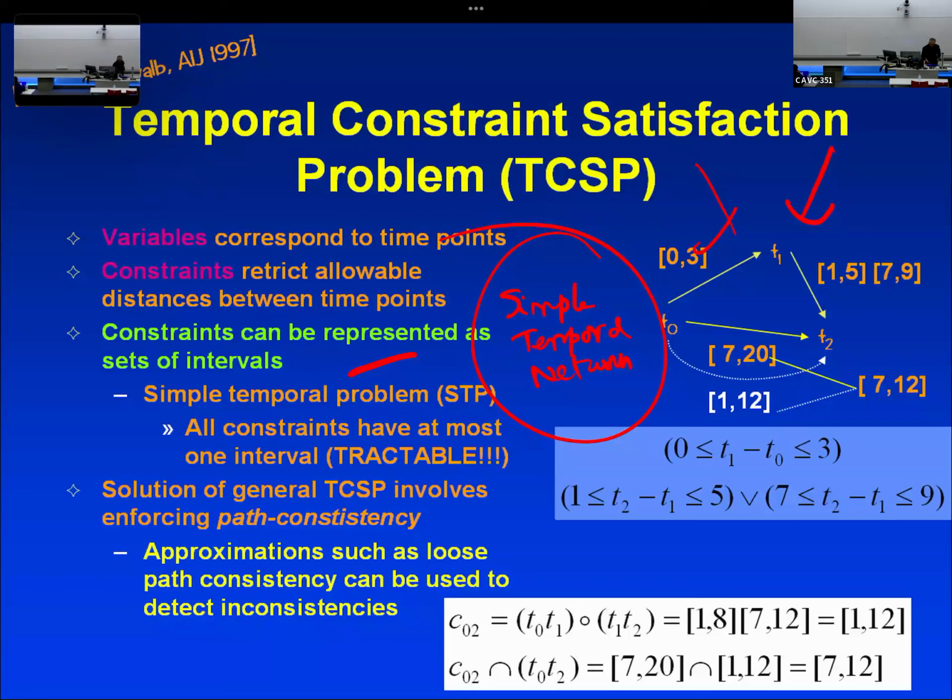So you start with something like this. Now, you already noticed this. This is a disjunctive constraint. What it's saying is that T1 to T2 is either between 1 to 5, I mean, start of T2 minus start of T1 is either between 1 to 5 or between 7 to 9. You understand what I'm saying? This is called disjunctive temporal networks. If you have only one interval as a label for each link, it's called a simple temporal network. If you have more than one label, essentially it's a disjunctive constraint.